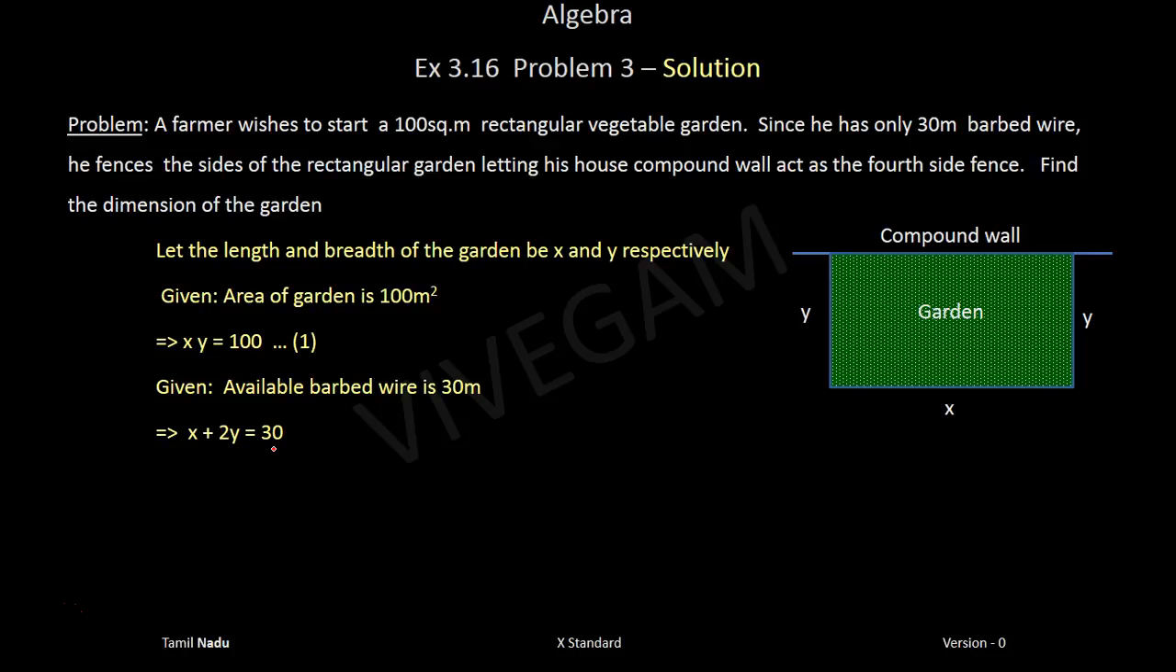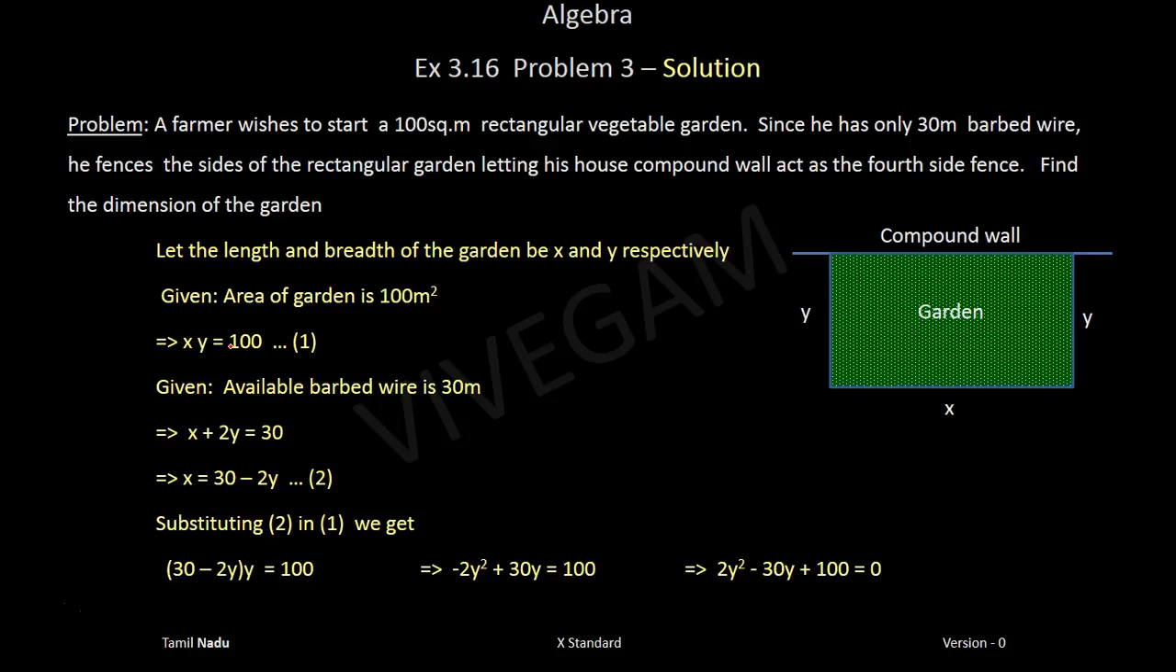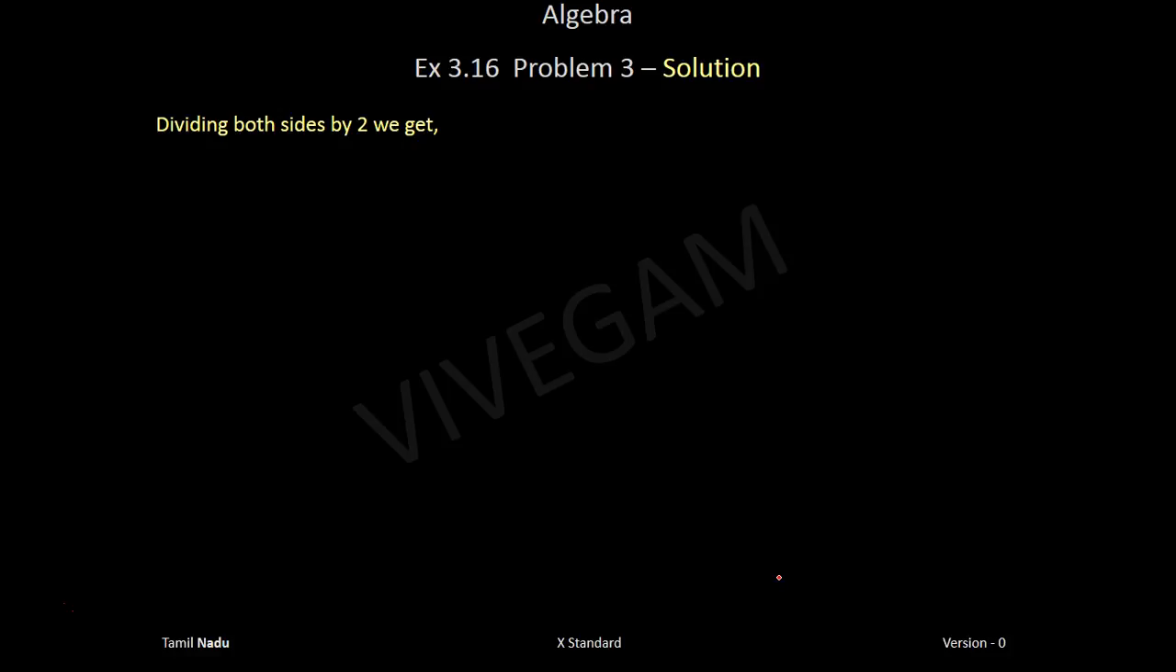So from this you get x equals 30 minus 2y. So substituting this x here, that is equation 2 in 1, you will get x is 30 minus 2y, right? So 30 minus 2y into y equals 100, or minus 2y square plus 30y equals 100, or 2y square minus 30y plus 100 equals 0. Now 100 into 2 is 200. 200 must be split in such a way that you get minus 30. 200 is 20 into 10, and minus 20 minus 10 is minus 30.